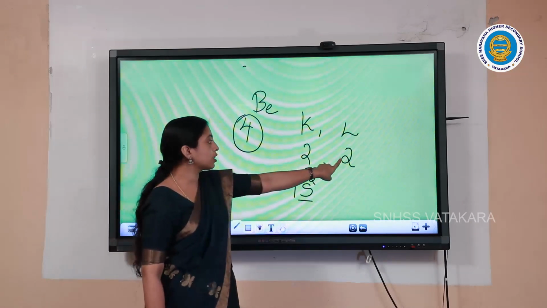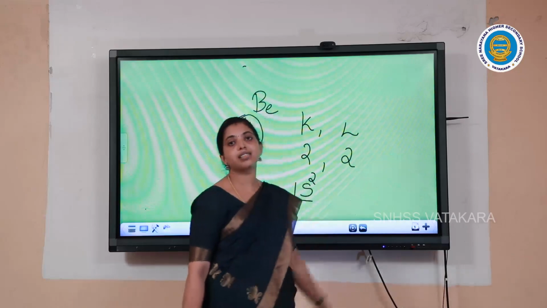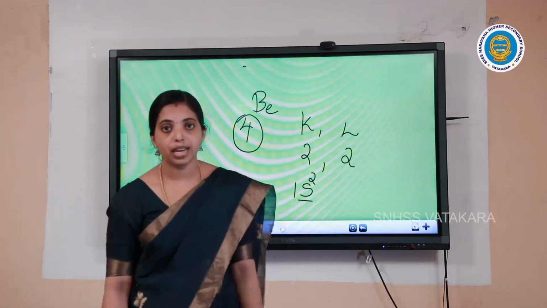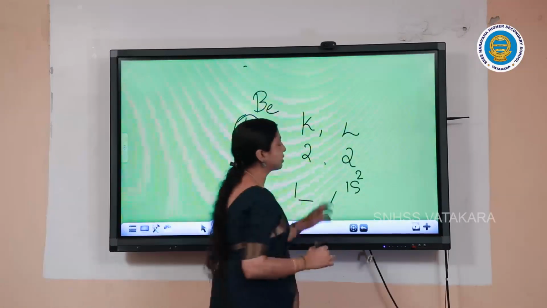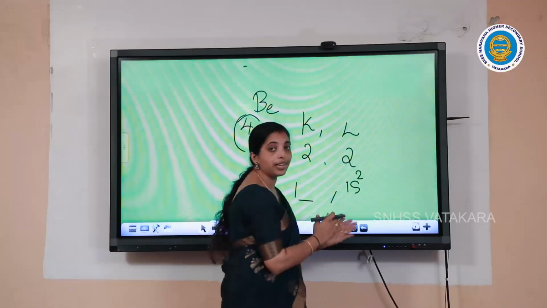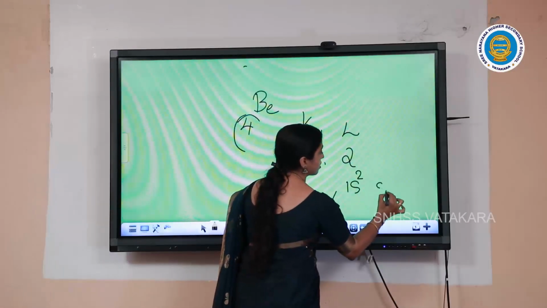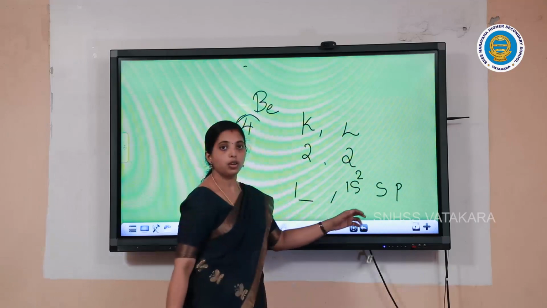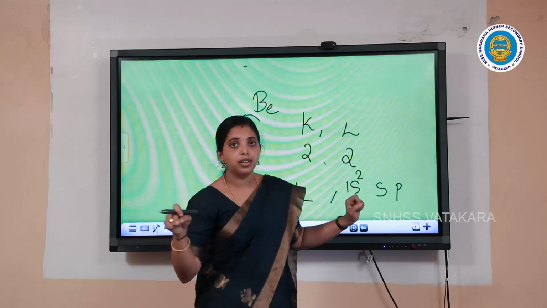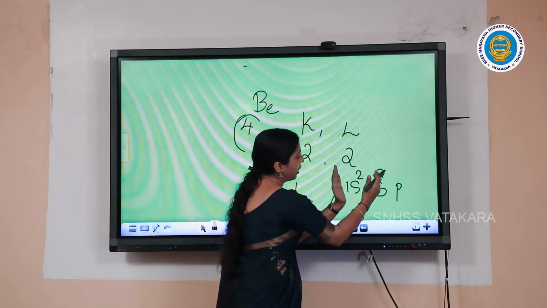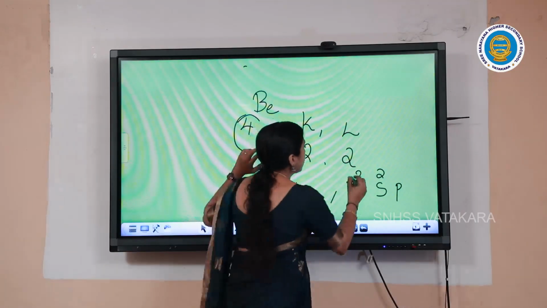Next, how many more electrons? 2 electrons more. On which shell? L shell. L shell has how many possible subshells? L shell has 2 subshells, that is S and P. You know the maximum number of electrons that can be accommodated in the S subshell is 2 electrons. So here, the total number of electrons is 4.